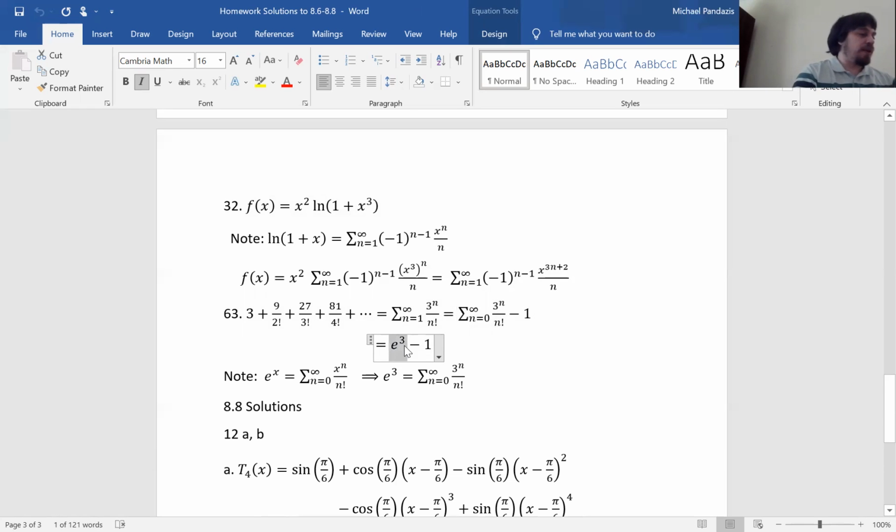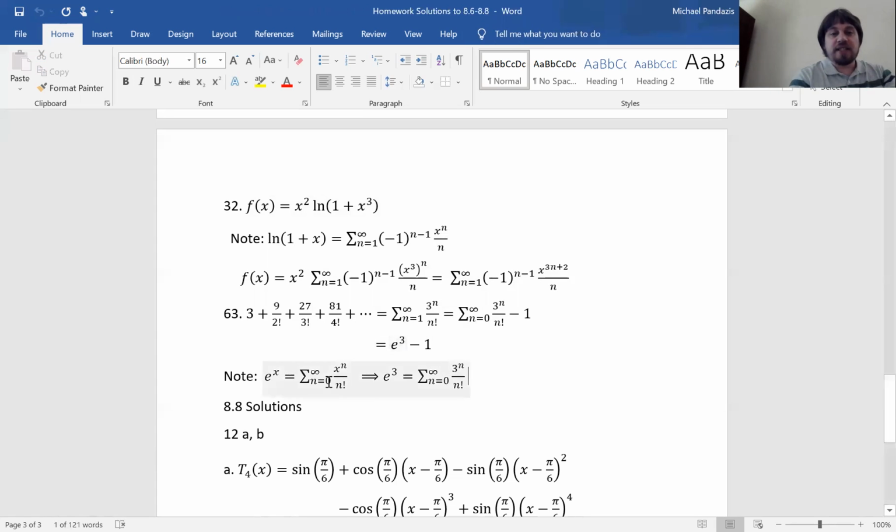That's the power series representation for e cubed. You can see that because on page 490, the table of Maclaurin series, if you look at the equation for e to the x, right? E to the x is this sum.